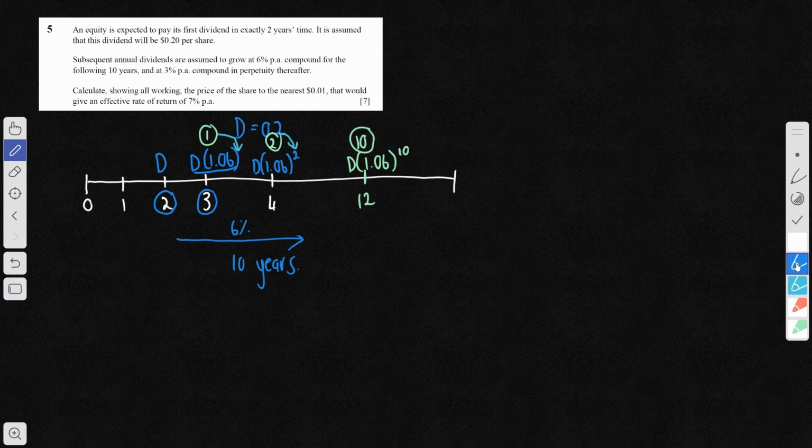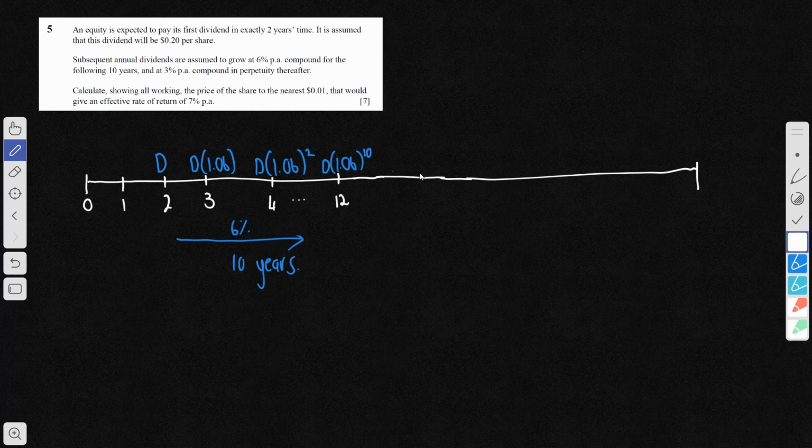You can certainly use other methods to track the size and the timing of cash flows. However, in my experience, this is often when things go wrong, so ensure that you check yourself. So let's plot the remaining dividend payments. We know that after the first 10 years, dividends grow at 3% per annum compound in perpetuity. So the dividend at time 13 would be the dividend at time 12, which is D times 1.06 to the power 10, multiplied by 1.03.